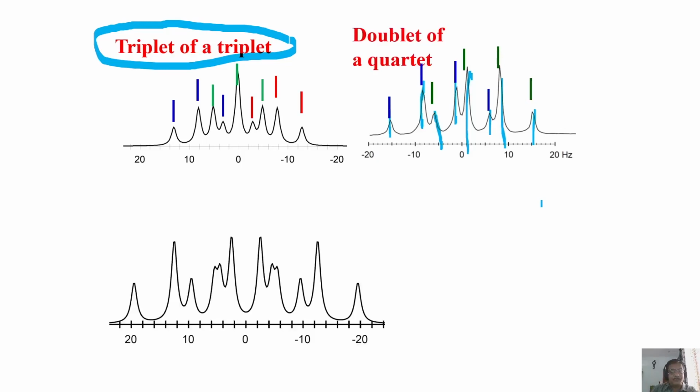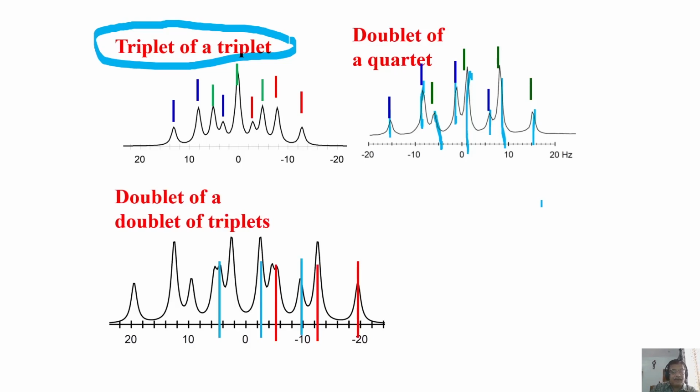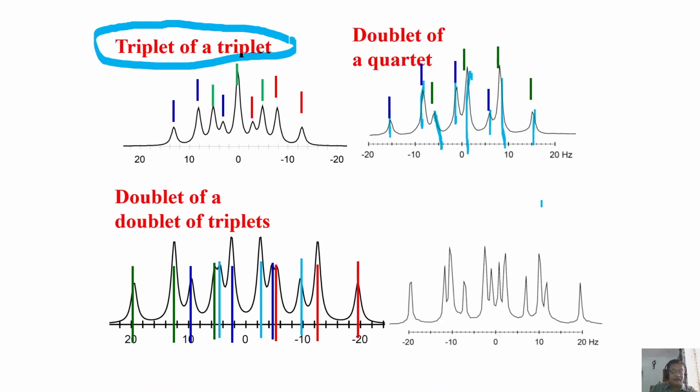What about this one? A bit complex. You must try to understand these things, because I have deliberately taken a lot of examples for you to understand. This is a doublet of triplets. How? There is one triplet, and one triplet, and one triplet. It is a doublet of triplets. Two doublets will be there, and then each line of the doublets will be a triplet.